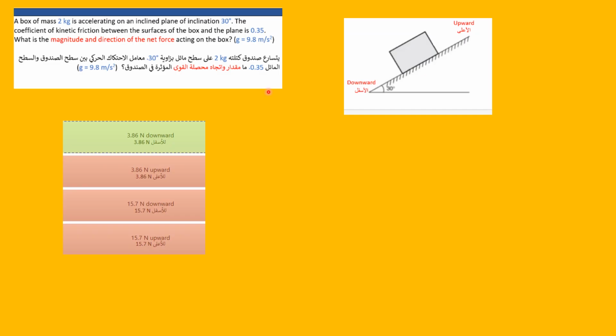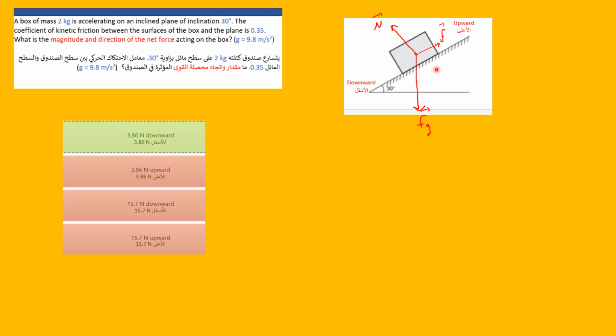Here we have another, we're approaching the end of the exam, the revision exam. A box of mass 2 kg is accelerated on an inclined plane as you see here, making 30 degrees. The coefficient of friction is equal to 0.35, so force of friction exists in this case. What's the magnitude and direction of the net force on the object?